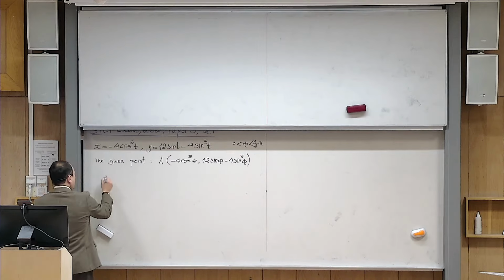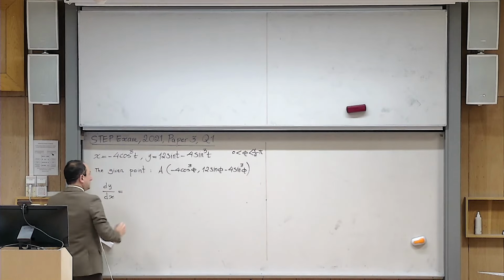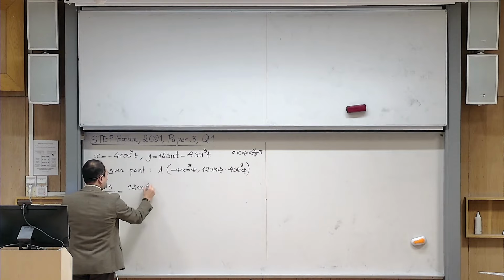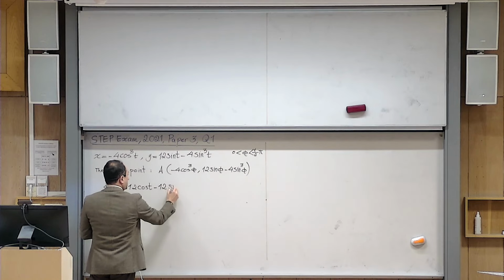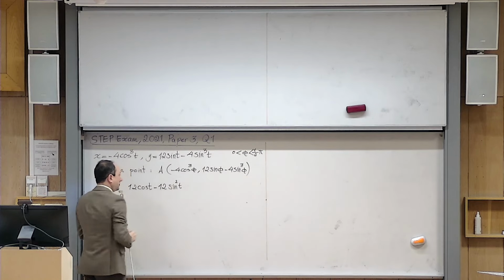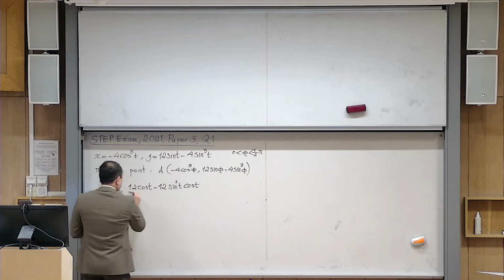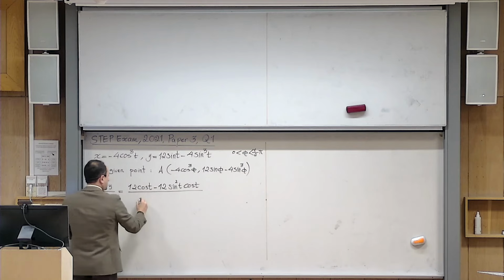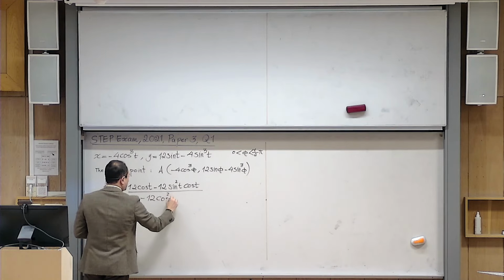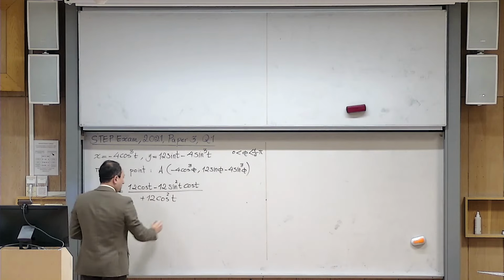So dy dx is equal to the derivative of this function with respect to t, which becomes 12 cosine t. The derivative of this one, 3 goes down. It becomes minus 12 sine to the power of 2 t, but I have to multiply by the derivative of the base, which gives me cosine t. And then I divide it by the derivative of x with respect to t, so this becomes minus 12 cosine to the power of 2 t multiplied by the derivative of cosine, which is minus sine, so this becomes positive sine t.